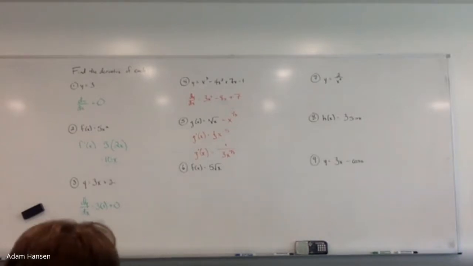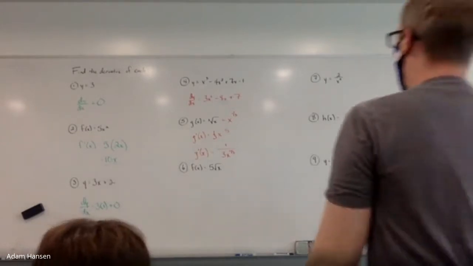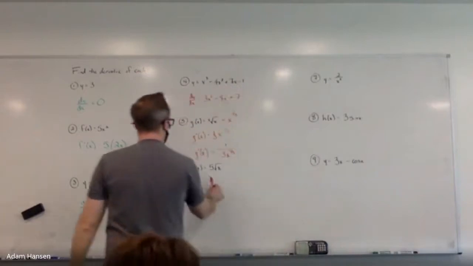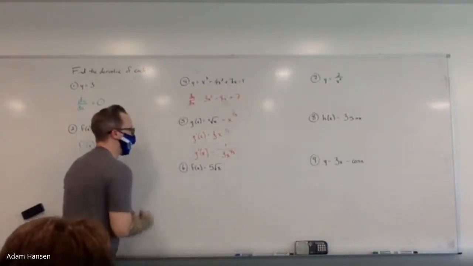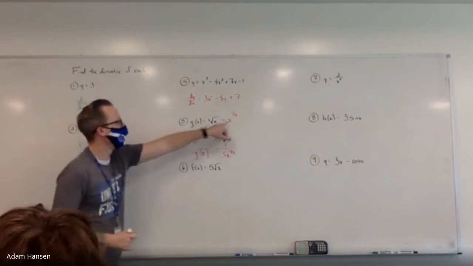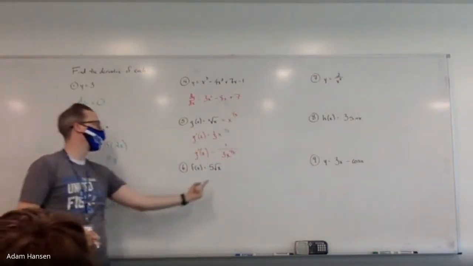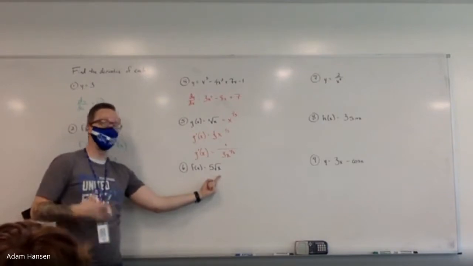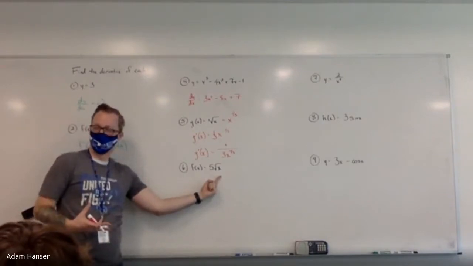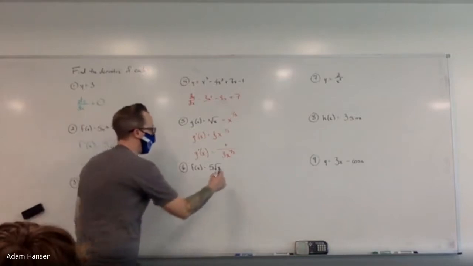Okay, let's try a couple more. Number 6. 5 square root of x. I would like you to write that in exponential notation so that I could use the power rule. What is the square root of x as a power? X to the 1/2.